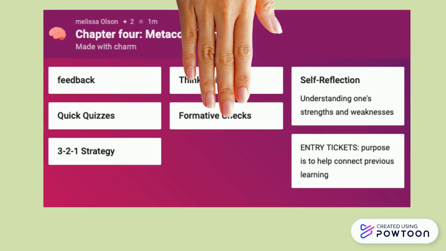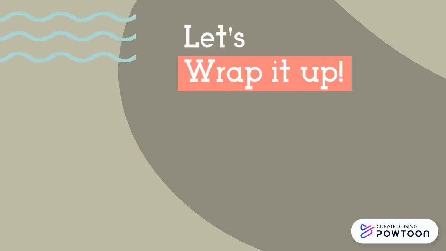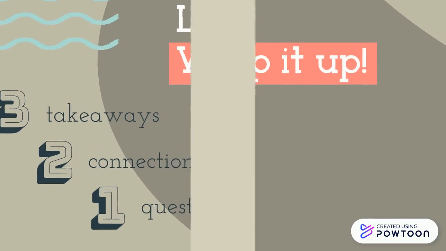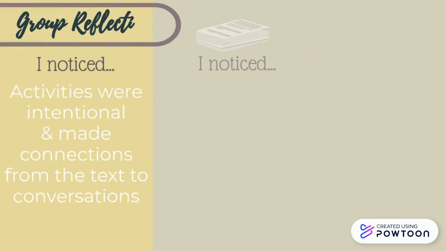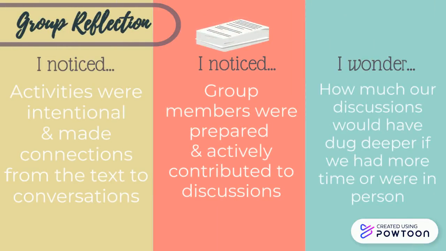Based on our conversations, we created a Padlet of strategies that we would use while teaching. To wrap it up, we used the 3-2-1 metacognitive learning strategy to connect our learning back to the objectives. Our group did a great job during our first literature circle. Below you will find what went well and ways we can improve.